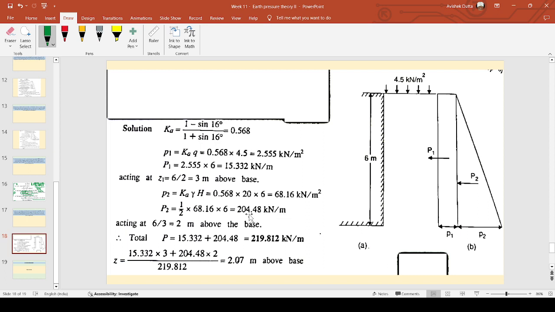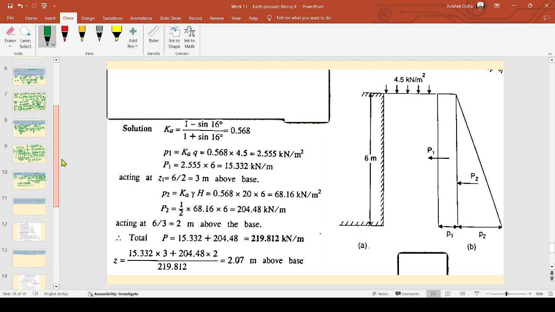Okay, it is acceptable. Y bar is 2.069. Same way, you have to calculate. It is 16 degree, so Ka is 0.568, right? The value of earth pressure coefficient. Okay, so I'll not repeat this sum.